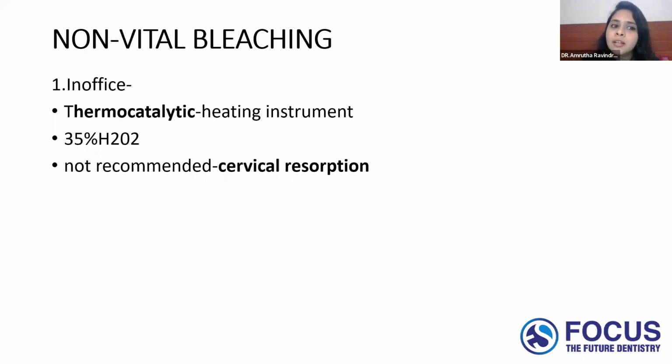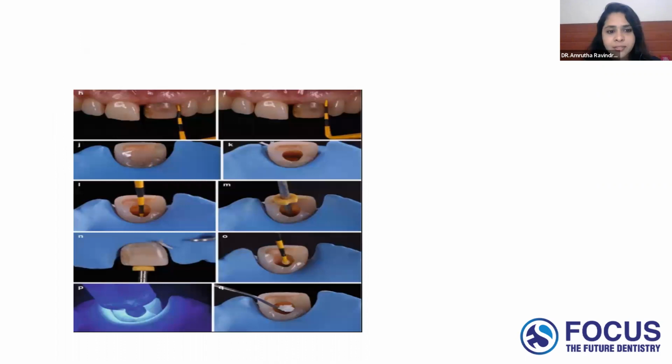Now the thermocatalytic method of non-vital bleaching, or the in-office non-vital bleaching, is where you remove a bit of the coronal part and fill it with the bleaching material. Again, some heating material is placed in the chamber so that acceleration of the bleaching process is obtained. But this method is not advised nowadays, because there is a high risk of cervical resorption. To prevent this cervical resorption, we put a mixture of calcium hydroxide and water, a slurry. So it will prevent cervical resorption. So that is how it is done.